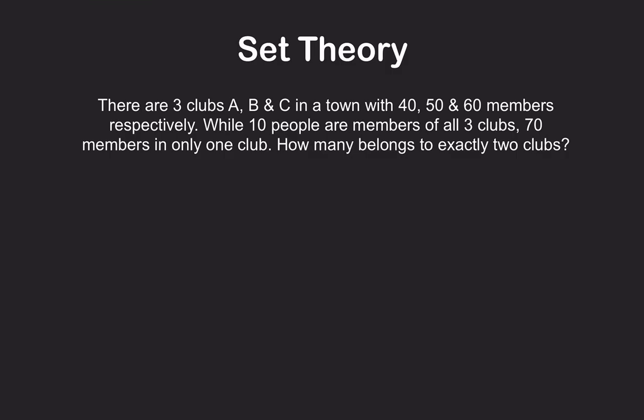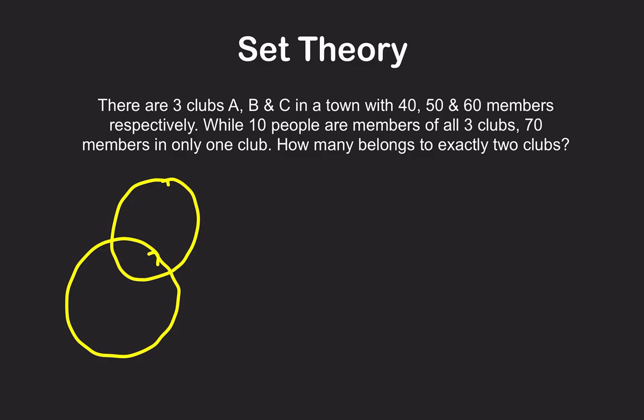There are 3 clubs A, B, and C in town with these many members, while 10 people are members of all 3 clubs. Members of all 3 clubs. But 70 people are members of only one club. How will you show this? So the Venn diagram in case of 3 sets is like this. This portion is where the members are common in all 3 clubs. So how many members are there? There are a total of 10 people who are common in these clubs.